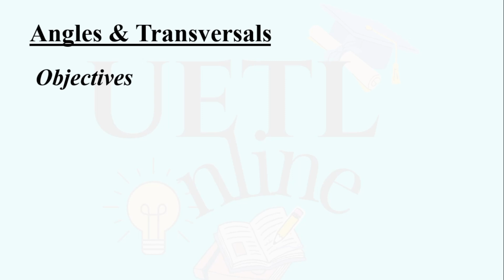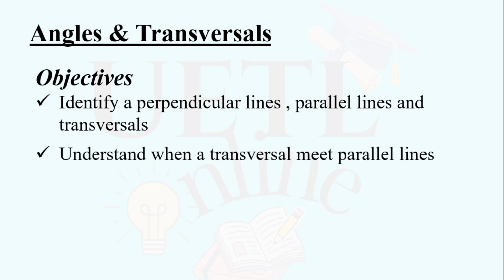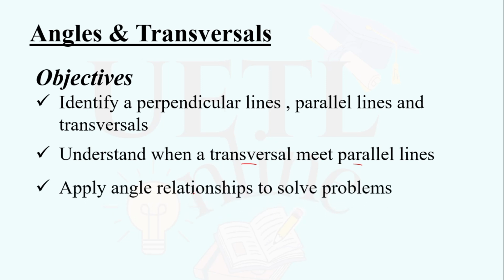Our objectives here are to identify perpendicular lines, parallel lines, and transversals. These are the three types of lines we are going to learn today. Then we are going to understand what happens when a transversal meets a parallel line. Then we're going to be applying these relationships to solve problems. There is an interesting example we are going to look at, so make sure you don't miss that. Now let's get into it.